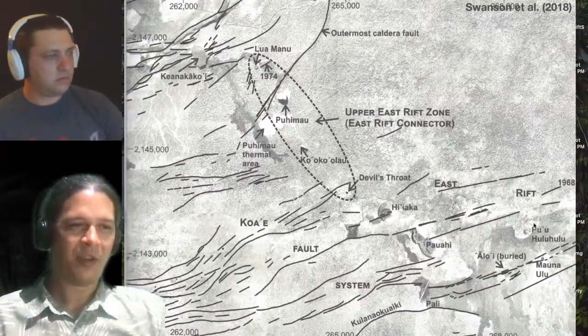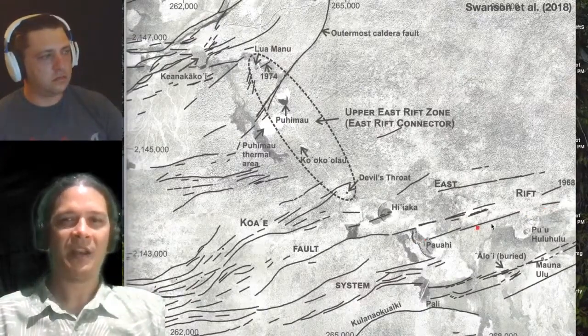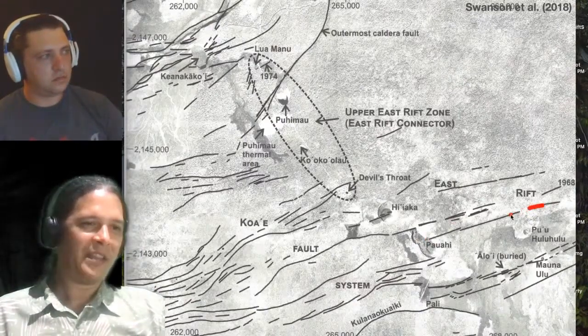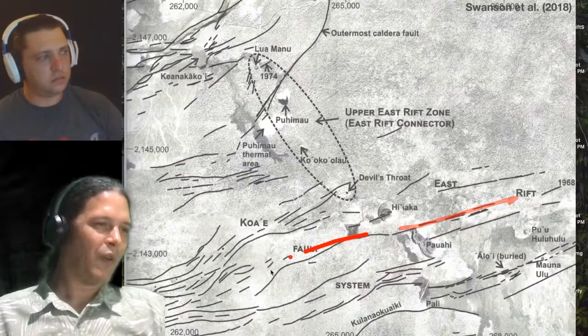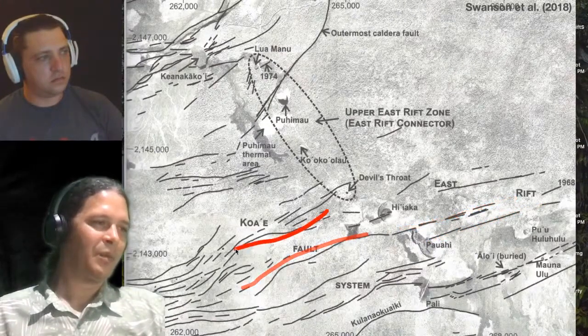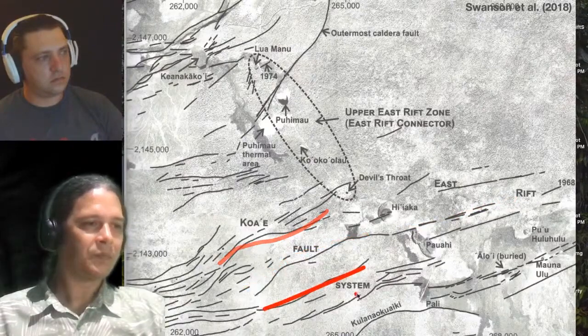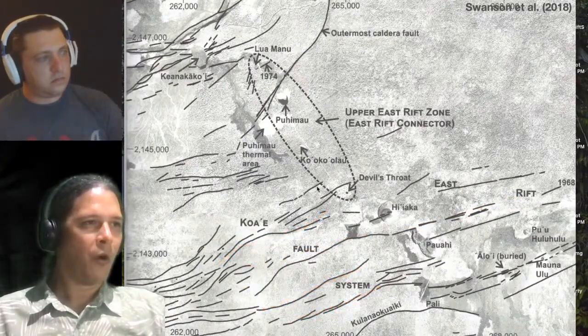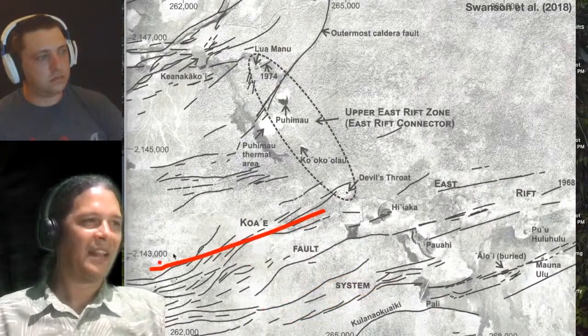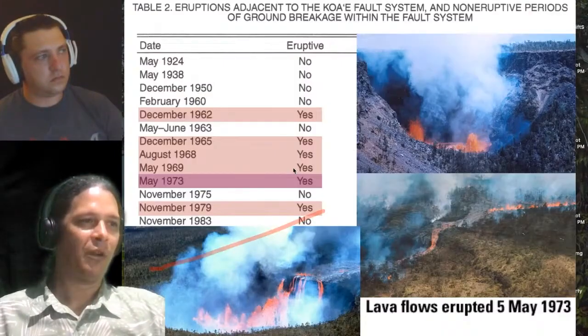So here you can see the traces of those faults and the grain of the island. It's very easy to see this grain of the East Rift over here on the right side, moving right into the grain of the Koaʻe Fault system over here on the left side. So it's really the same structure. And if I were to zoom out more, you'd see that this connects and aligns to the Southwest Rift further over, and we'll get to that shortly.